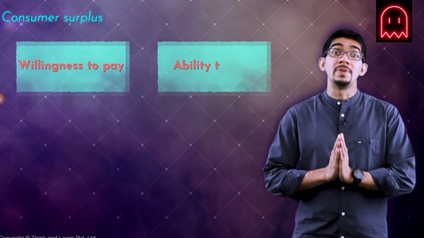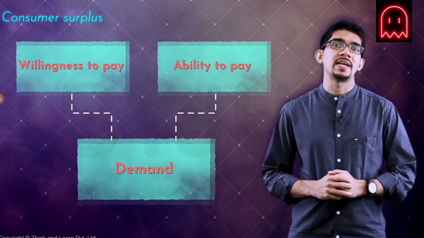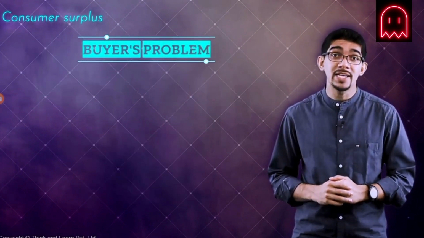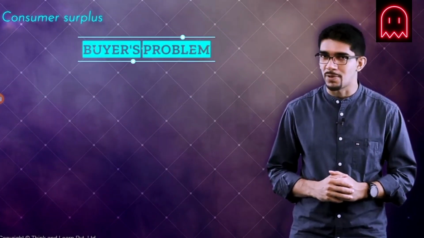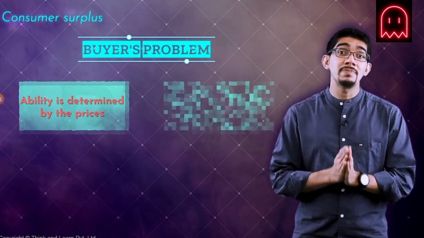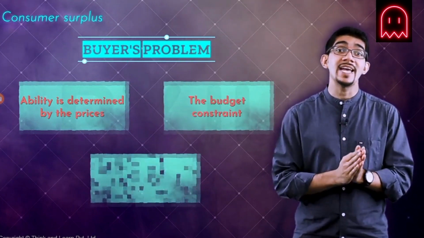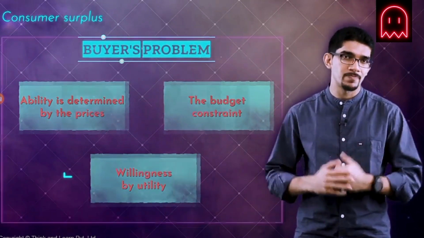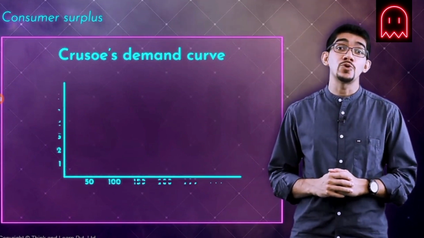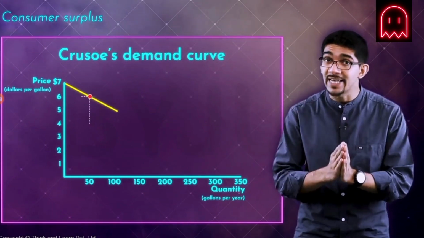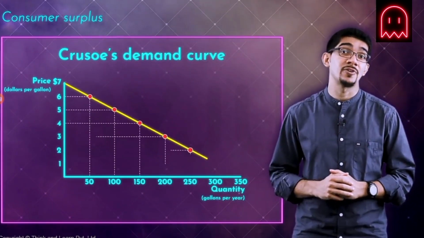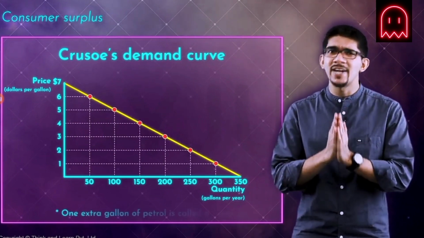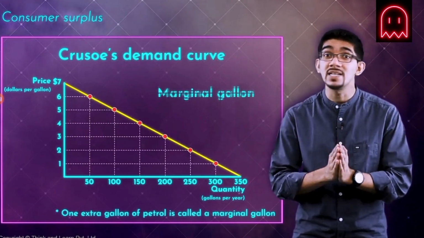Willingness to pay and ability to pay are two things that determine demand. This is again based on the three components of the buyer's problem. Ability is determined by the prices and the budget constraint, and willingness by utility. Crusoe's demand curve can be used to calculate how much he is willing and able to pay for an additional gallon of petrol. One extra gallon of petrol is called a marginal gallon.